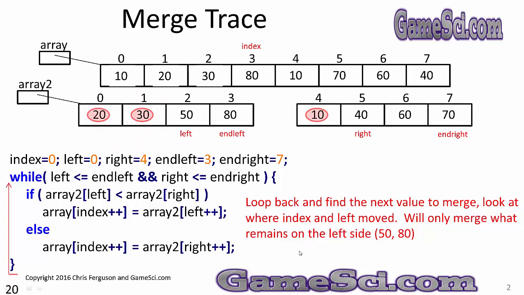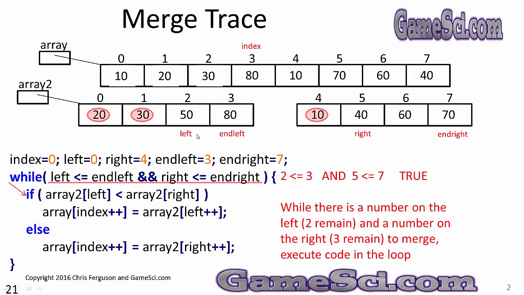We don't merge them. 2 less than 3, left is a 2. That's less than or equal to 3. We still have numbers on the left. 5 less than 7, well, that's true too. We still have numbers on the right. While there's numbers on the left and the right, this statement's going to be true, and we're going to go inside the while loop and execute the if-else.